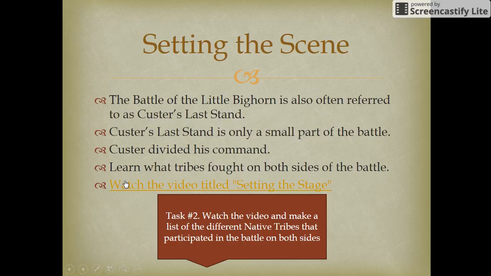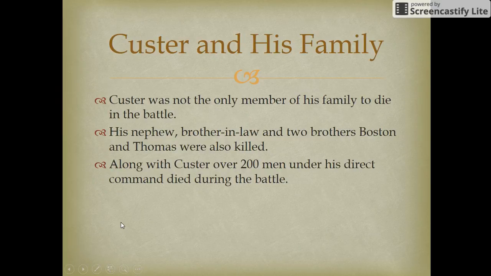Task number 2, you can see the link here, includes watching a video titled Setting the Stage. Task number 2 is to watch the video and list the different native tribes that participated in the battle on both sides. There's some information on this slide about Custer and his family. Interesting to note, his nephew, brother-in-law, and also 2 of his brothers were killed during the battle.